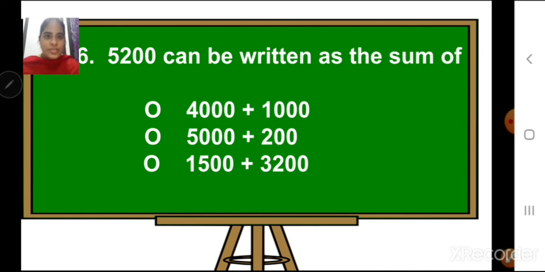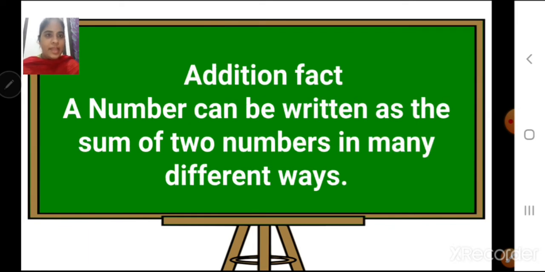The next question number 6 is 5,200 can be written as the sum of dash. Okay, like the sum of what? Now this question is from your addition fact. Okay, the third addition fact, which is a number can be written as the sum of two numbers in many different ways. We can write a number in many different ways, right, as a sum of two numbers.